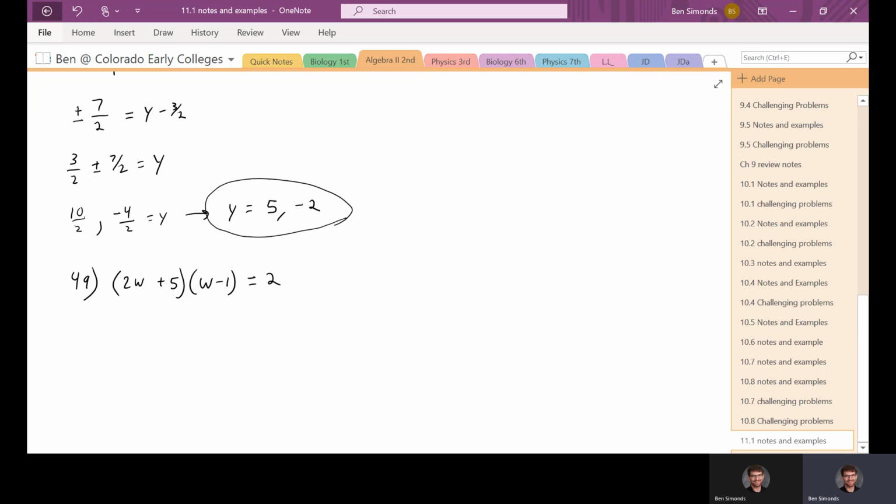Well, FOIL, right? We got foiled, to make a terrible pun. So when we FOIL this, we get 2w squared, and there's our quadratic. Our outer would be negative 2w, inner is positive 5w, and last is negative 5.